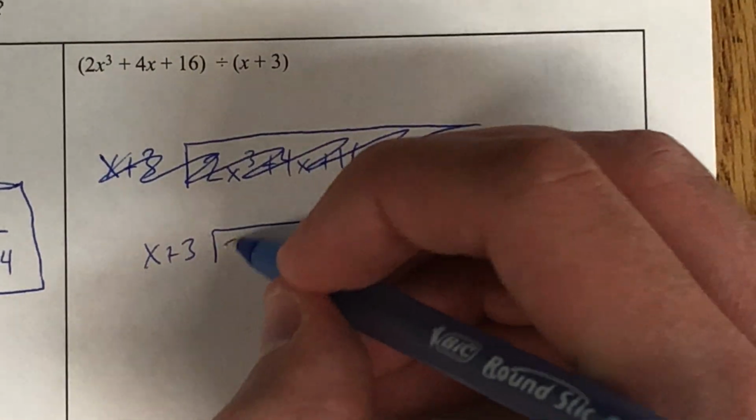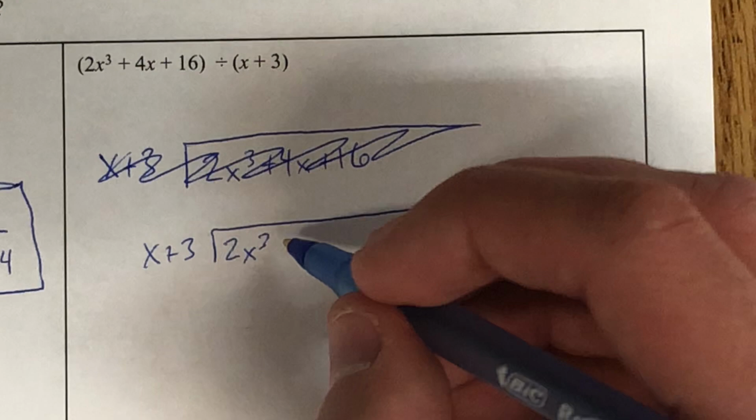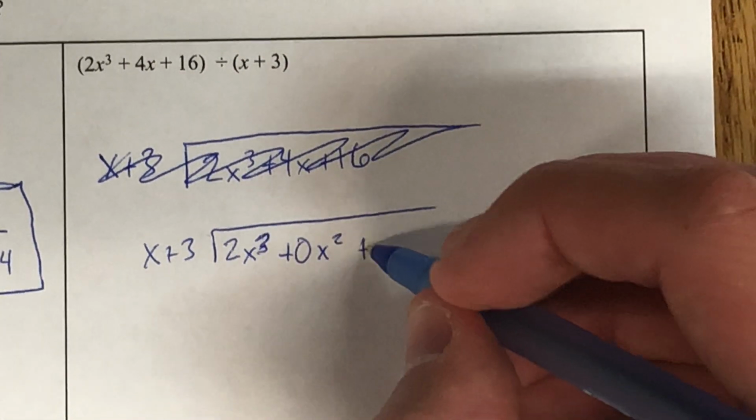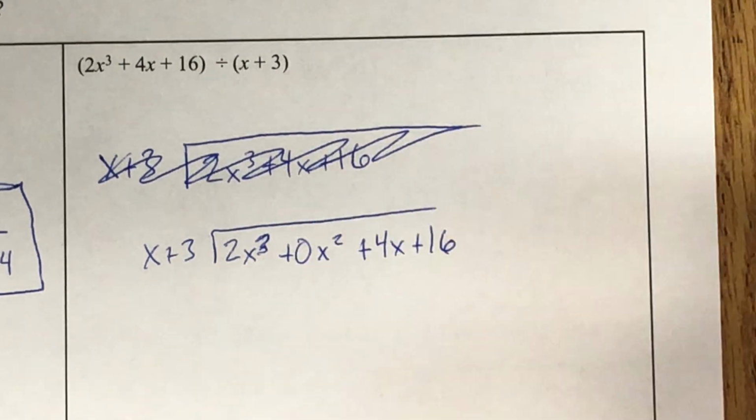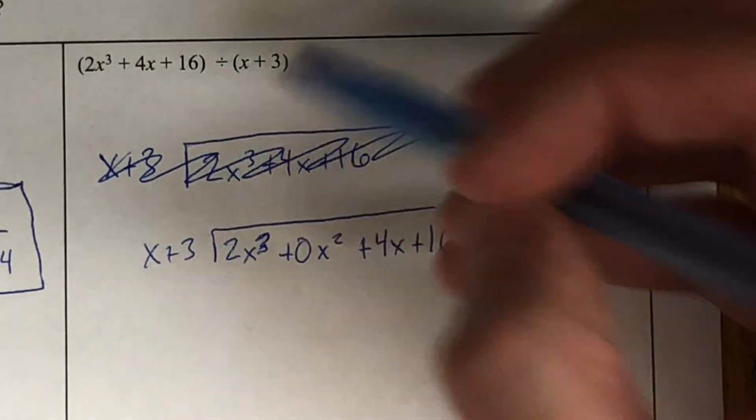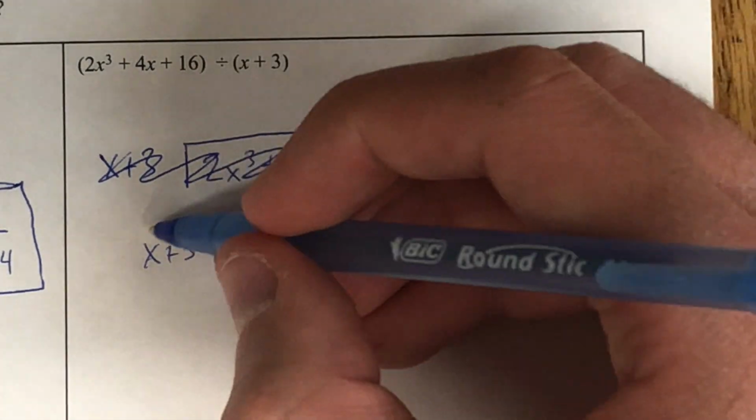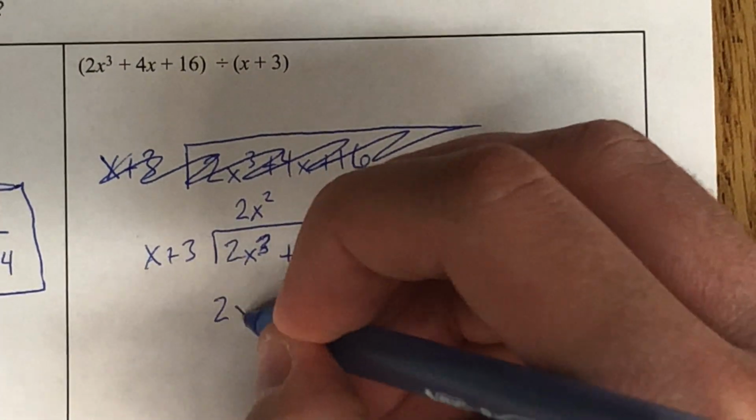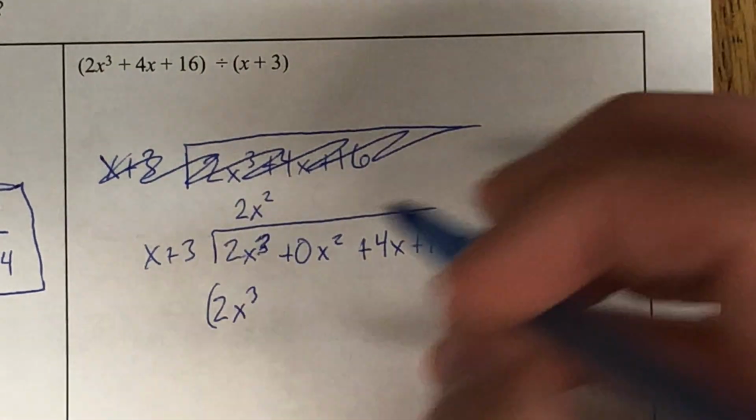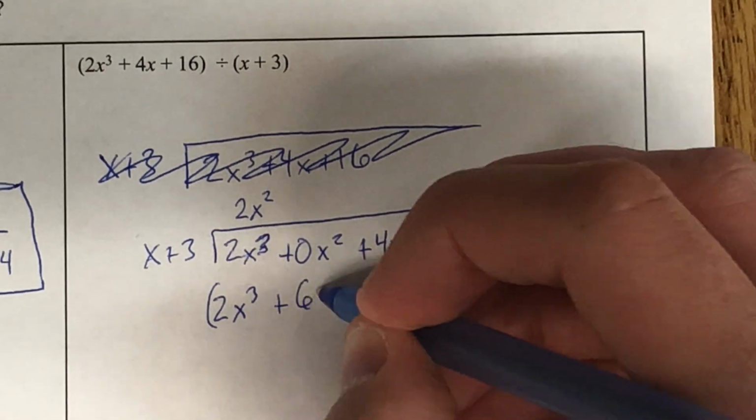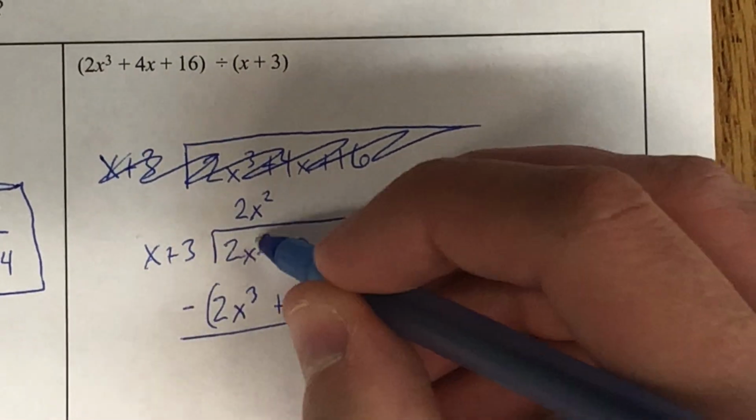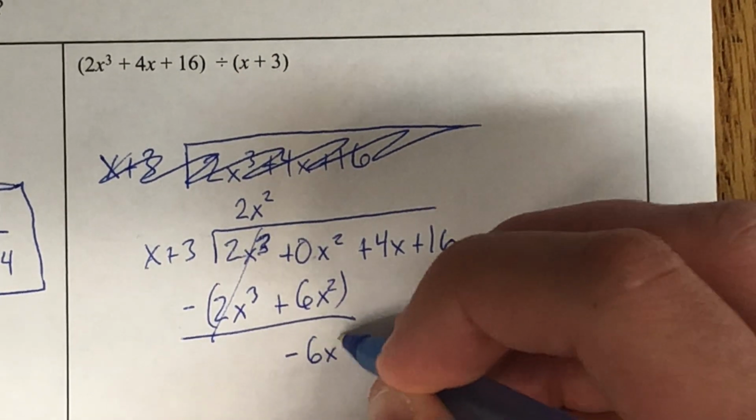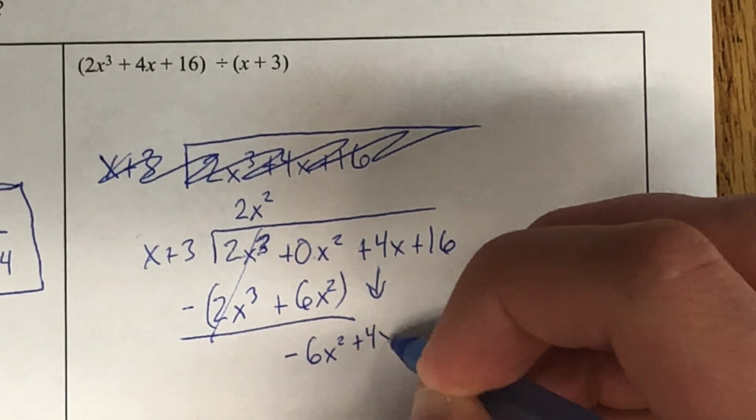So we have 2x cubed, no x squared term given, so that means we have no x squareds or 0x squareds. Then we have 4x and 16, and that'll help us when we're dividing here. So x times what is 2x cubed? X times 2x squared. So 2x squared times x is 2x cubed. Good. 2x squared times 3 is 6x squared. Cancels. 0 minus 6 is negative 6x squared. Bring down the next term and repeat.